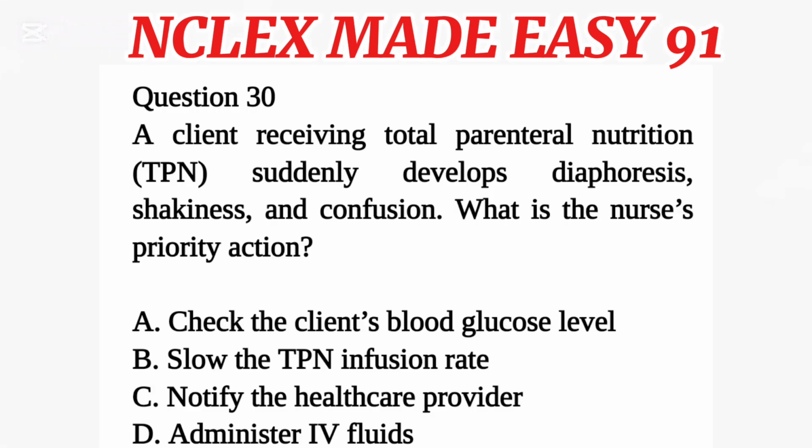Question 30. A client receiving total parenteral nutrition, TPN, suddenly develops diaphoresis, shakiness, and confusion. What is the nurse's priority action? A. Check the client's blood glucose level. B. Slow the TPN infusion rate. C. Notify the healthcare provider. D. Administer IV fluids. Answer: A. Check the client's blood glucose level.